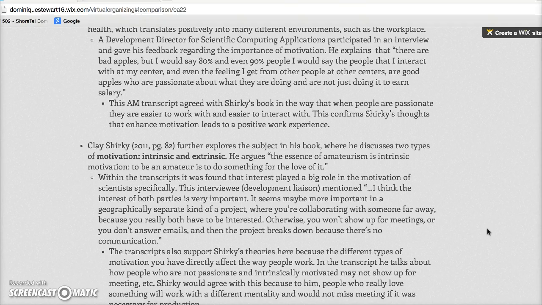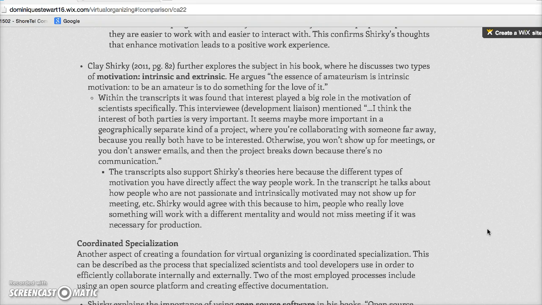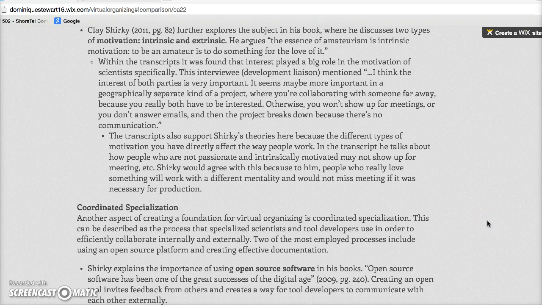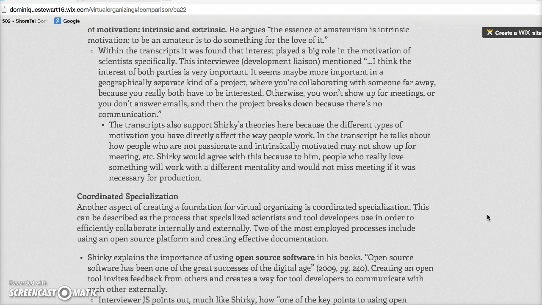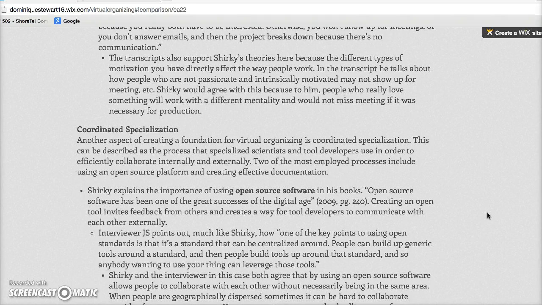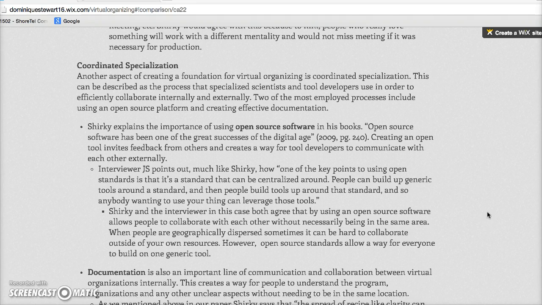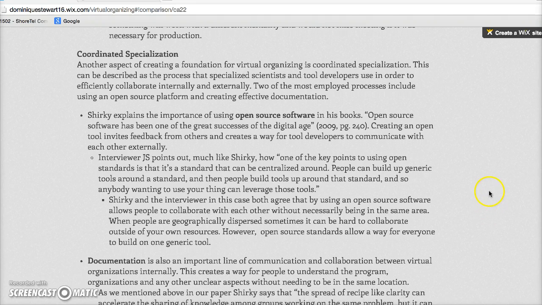Shirky and the interviewees also both agree that using open source software allows people to collaborate with each other without necessarily being in the same area. When people are geographically dispersed, sometimes it can be hard to collaborate outside of your own resources. However, open source standards allow a way for everyone to build on one generic tool.